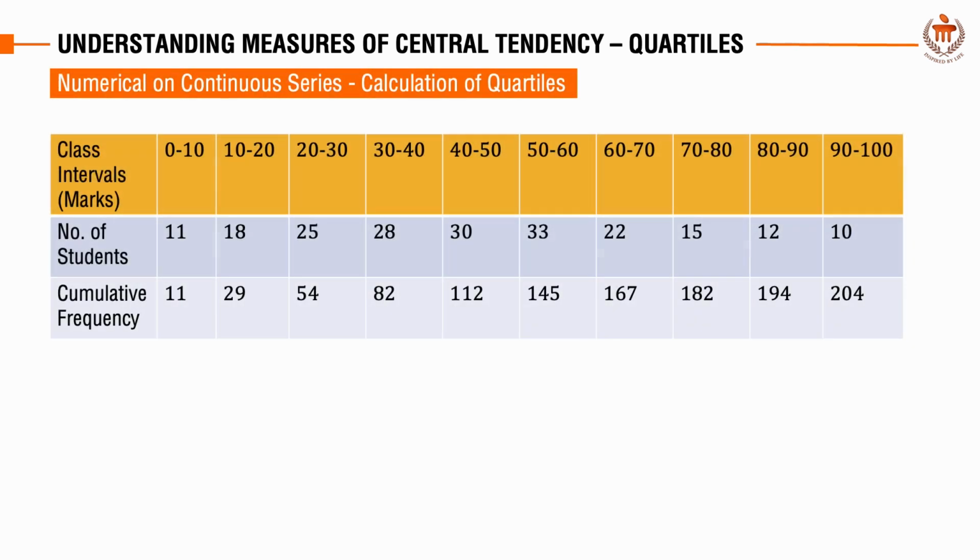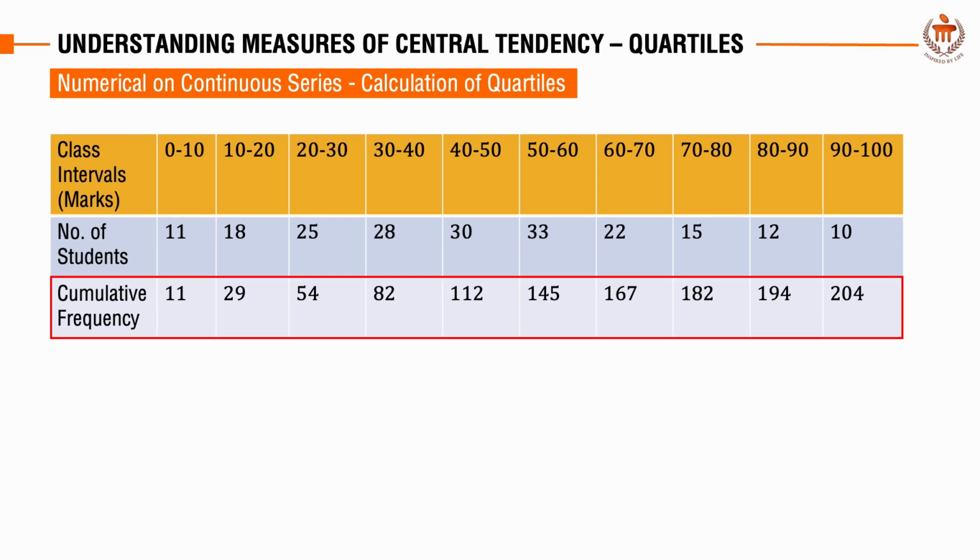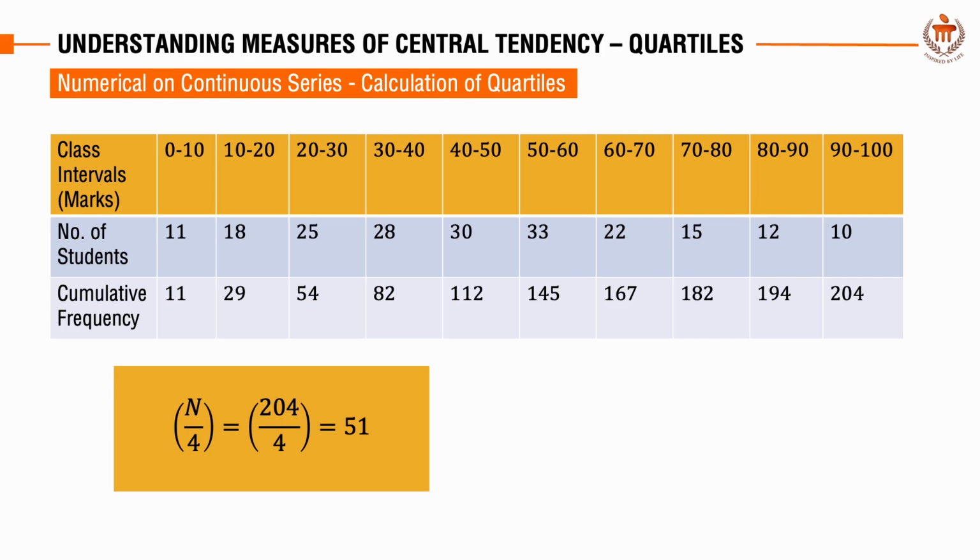So the cumulative frequency would be 11, then 11 plus 18 is 29, 29 plus 25 is 54, 54 plus 28 is 82, 82 plus 30 is 112, 112 plus 33 is 145, 145 plus 22 is 167, 167 plus 15 is 182, 182 plus 12 is 194, 194 plus 10 is 204. Okay, so we got the cumulative frequency, then n by 4, 204 by 4, you will get 51.